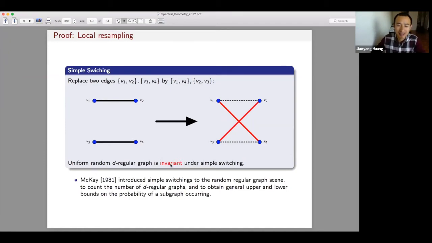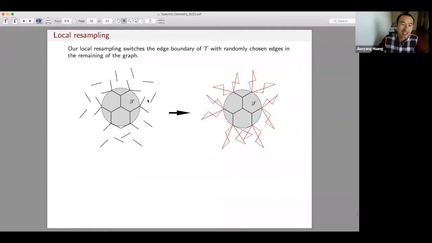They were first introduced by McKay, and he used it to count the number of d-regular graphs, and the number of d-regular graphs which contain certain subgraphs. Here, we will use it to randomize the boundary edges of some neighborhood T. If we fix some neighborhood T, it has a lot of boundary edges. For each of those boundary edges, we will do a simple switching. We randomly pick another edge in the remaining part of the graph. For this one, pick this edge, for this one, pick this edge. And for each of those pairs, we do a simple switch, removing them and replacing them by those two red edges for each pair.